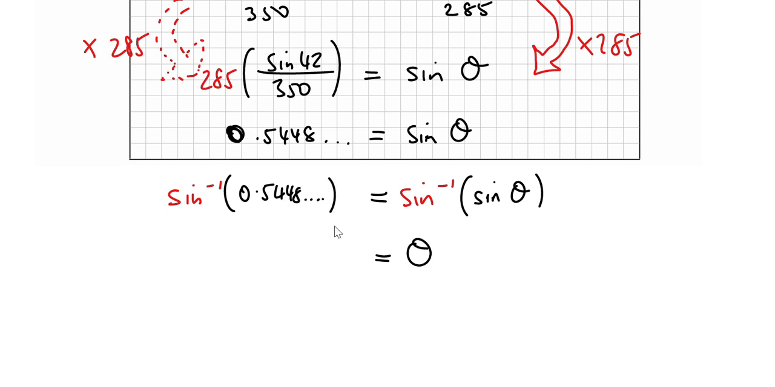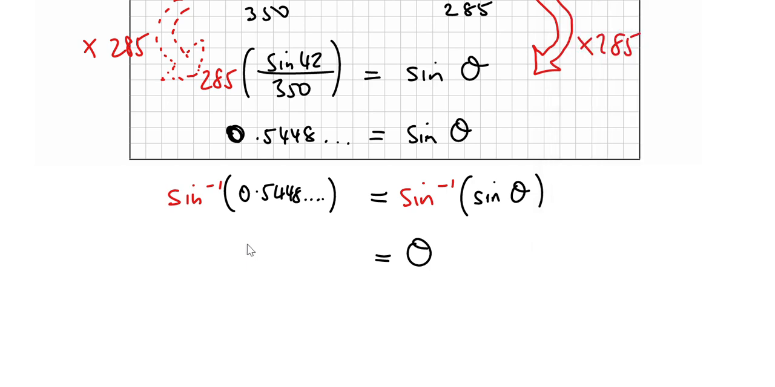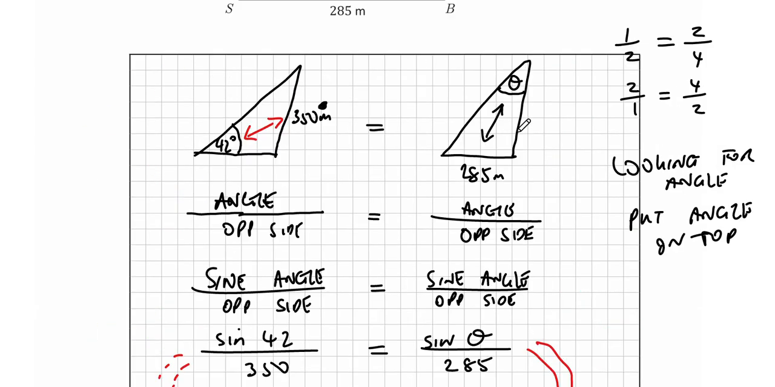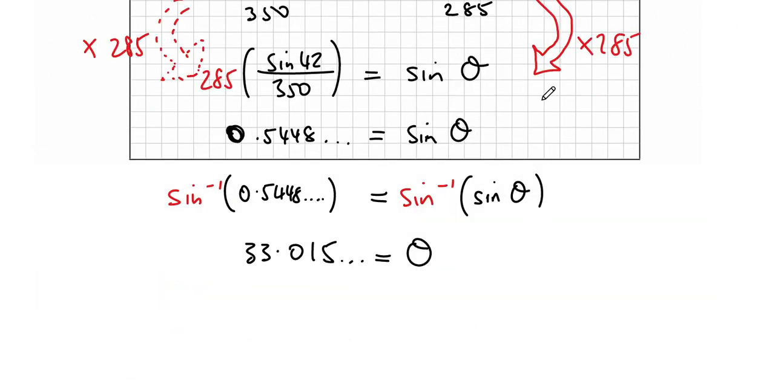Now, I already have this in the tank from my calculator there, 0.5448. I'm going to make use of that now, and watch how I do that. So I'm just going to go shift and sine, which will bring me up the sine inverse. Then I press my answer, close the bracket, press equals. I get 33.015. And that question probably said to the nearest centimetre or something. No, 1 decimal place. So to correct to 1 decimal place.